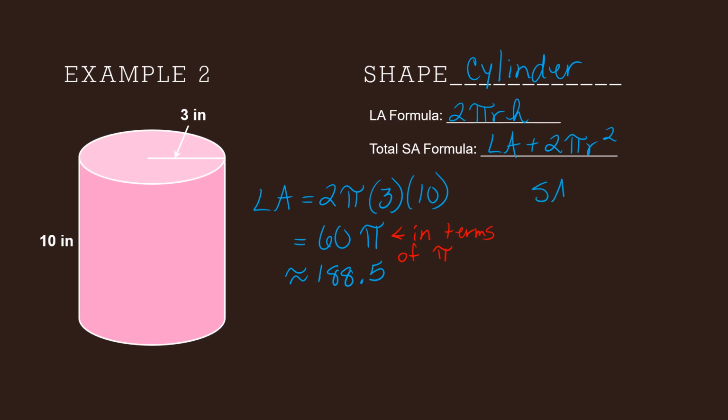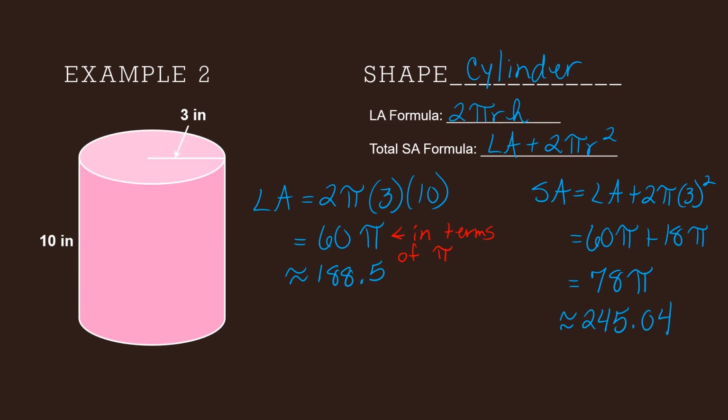So now surface area, lateral plus 2 pi 3 squared. So that's going to be 60 pi plus 18 pi, which is 78 pi, approximately 245.04. Depending on how the problem asks for your answer is which version you leave it in, either in terms of pi or the approximate version.